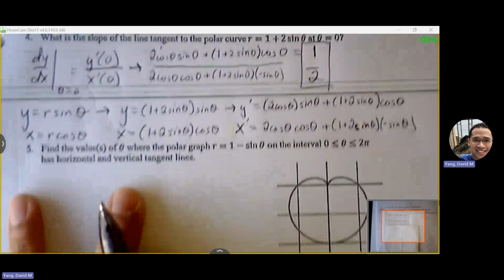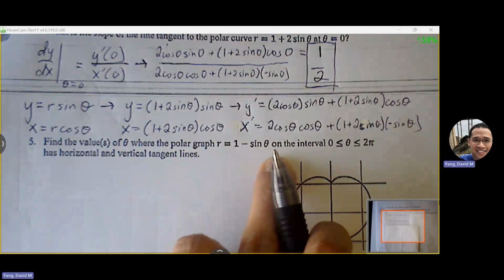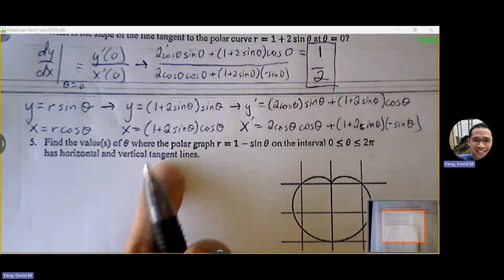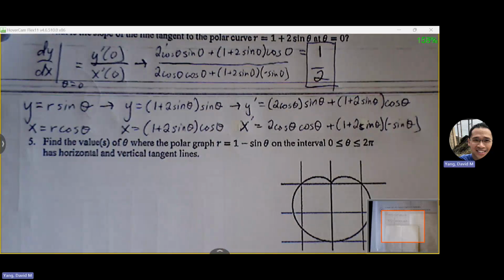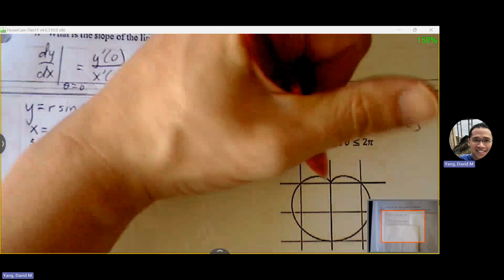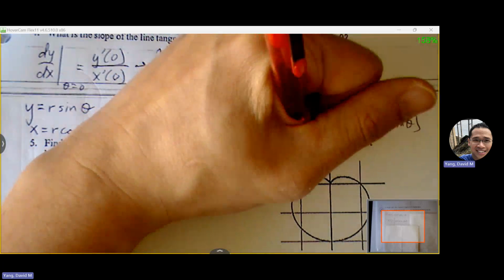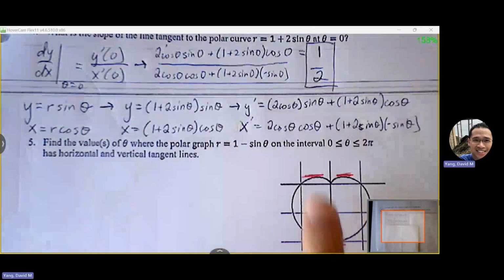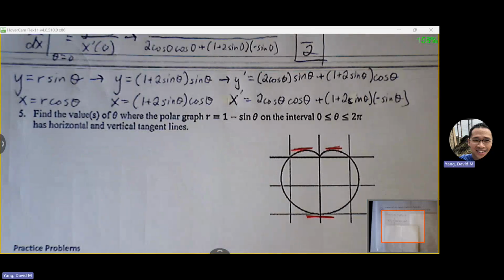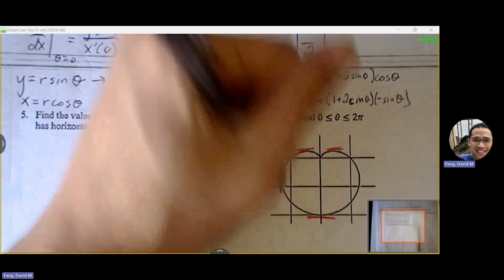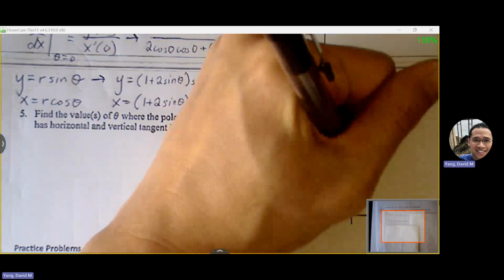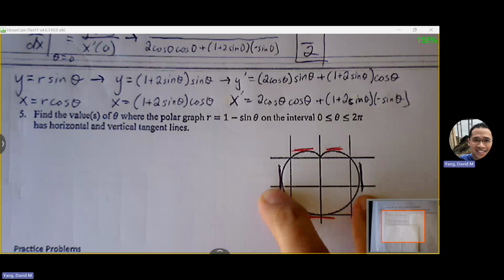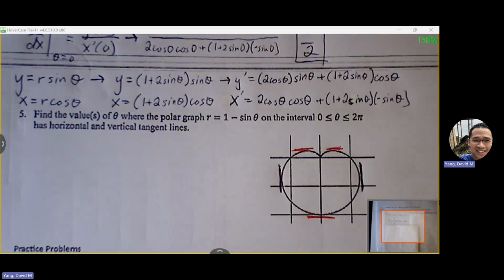Next up, number 5. Find the values of theta where the graph has horizontal and vertical tangent lines. Now, you can kind of tell where these tangent lines are, right? We can expect a tangent line here. You can expect a tangent line here. You can expect a tangent line there. So here we have horizontal tangents. And then we're going to be asking, where do we see vertical tangents? We're going to go through our calculus to find at what theta values these vertical tangents are occurring.